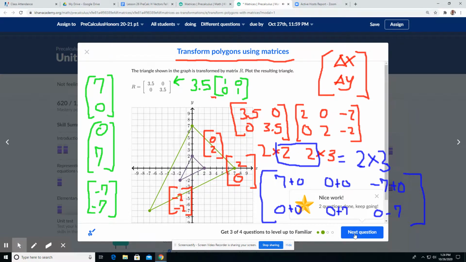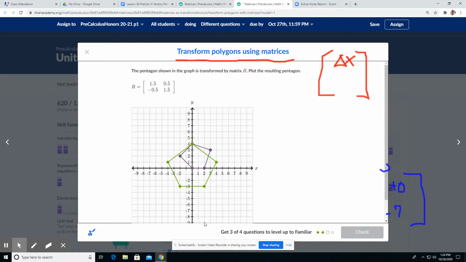See if the next one's any different. All right, so yeah, this one is not the same. We can tell that because we don't have zeros right here and a little bit off. So you would just have to do it in the same way. You would analyze what each of these points are of the purple and then multiply it R times that.